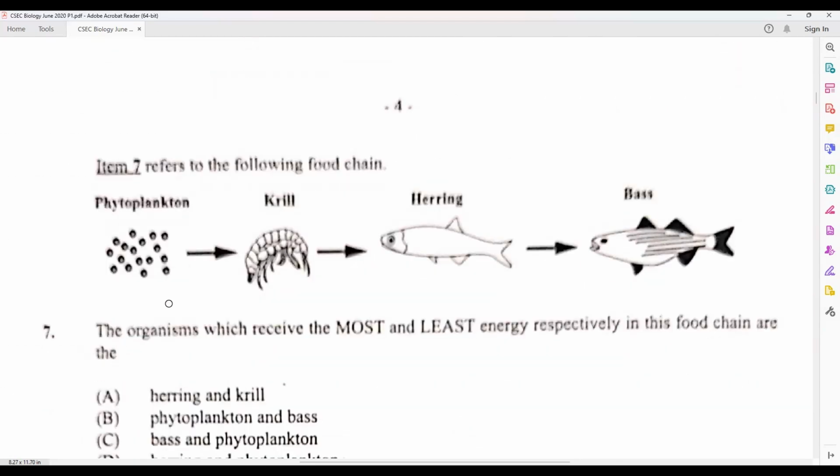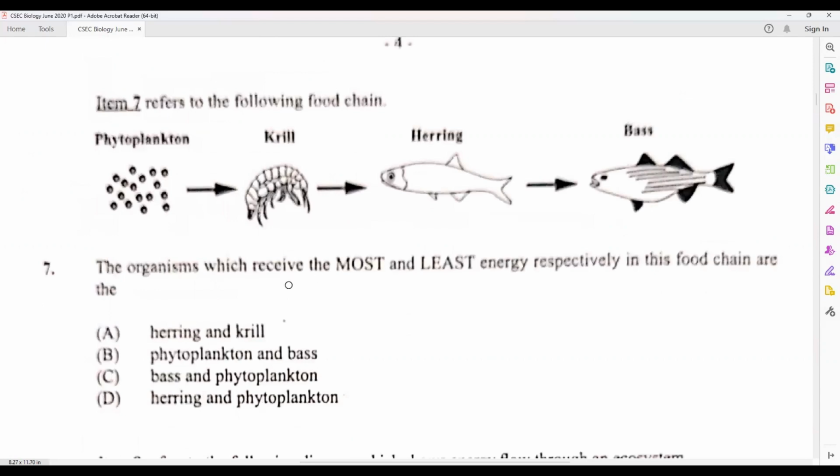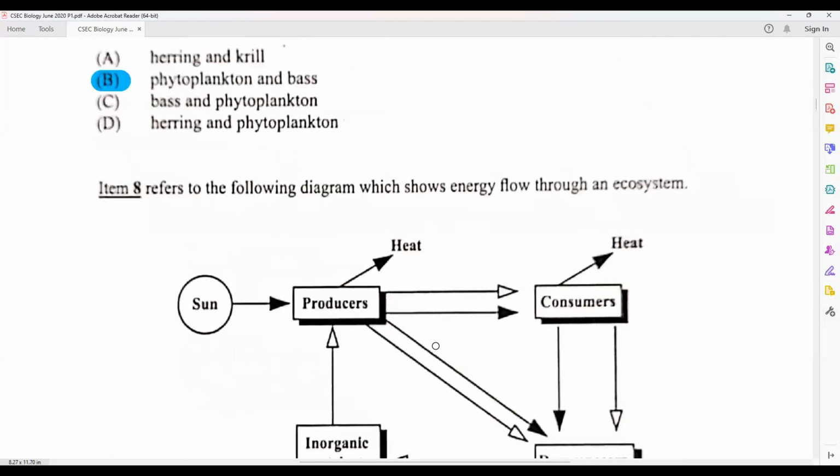Question 7 refers to the following food chain ending with bass, a fish. The organisms which receive the most and least energy, respectively, in this food chain are: the most is the phytoplankton, the least is the bass. So we are just looking for the answer that gives B as the answer.